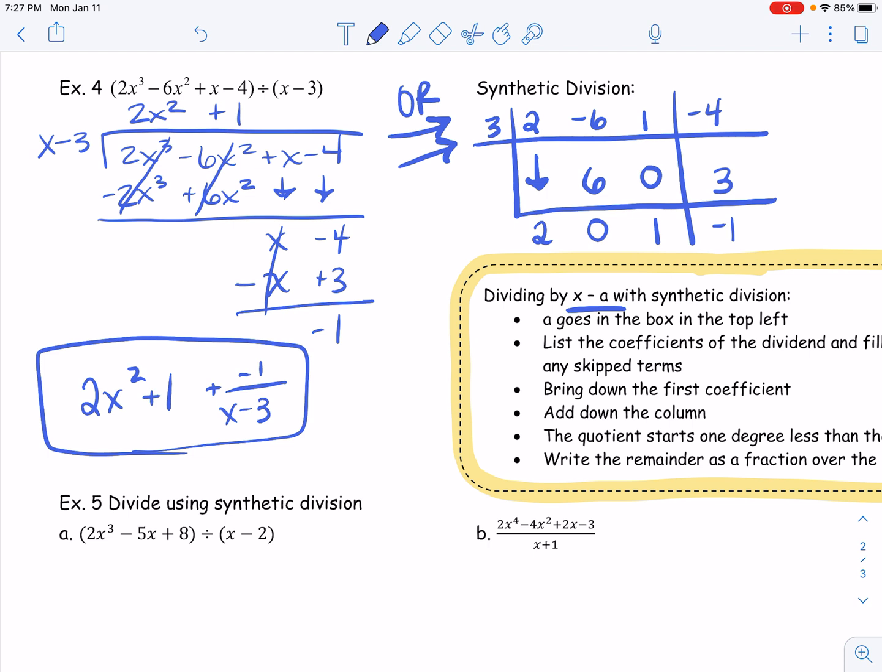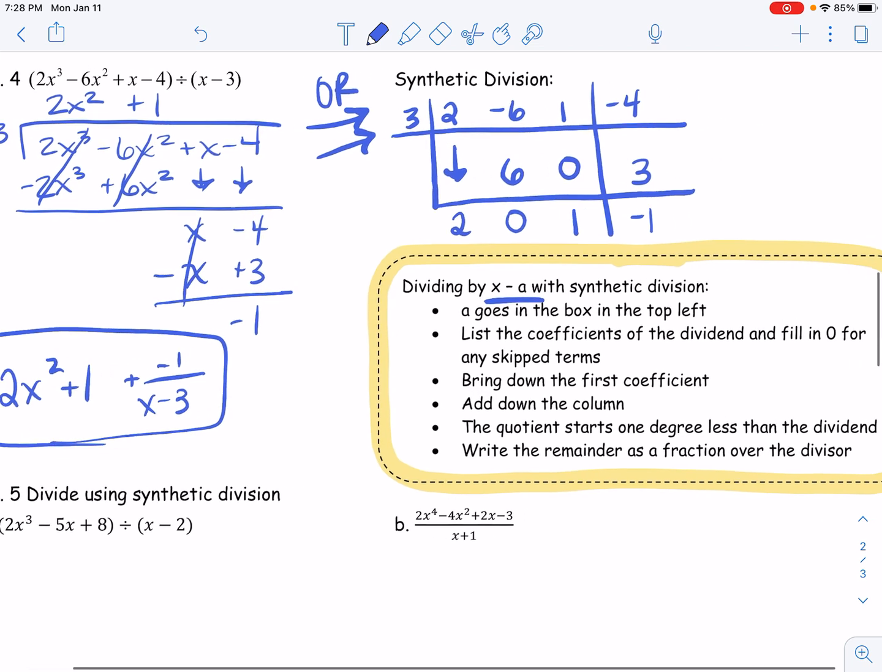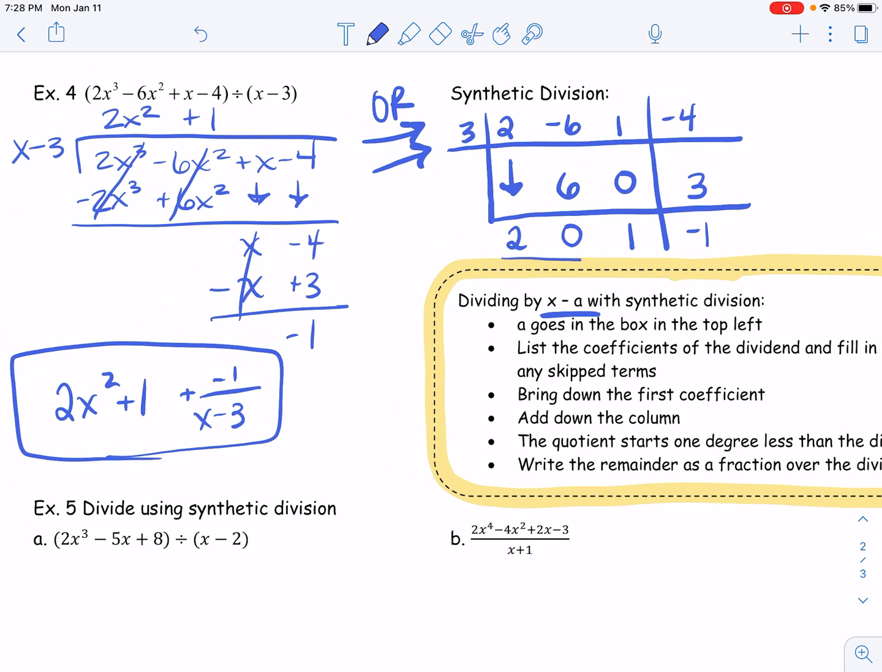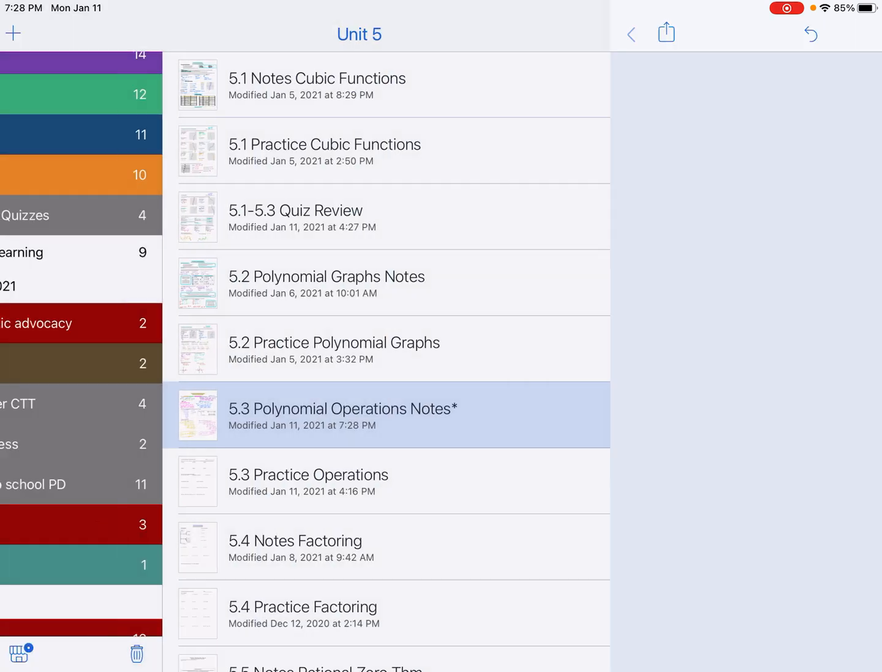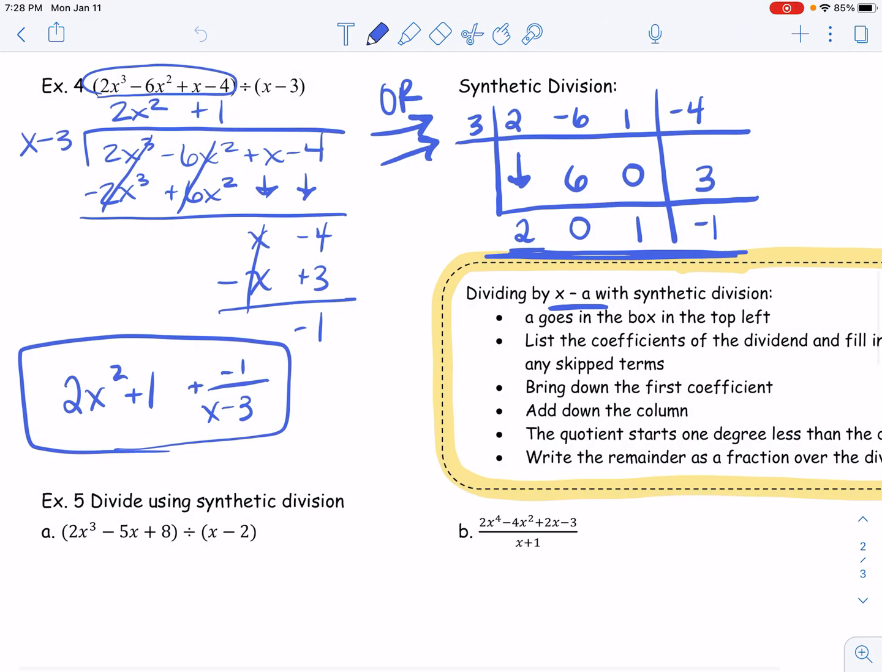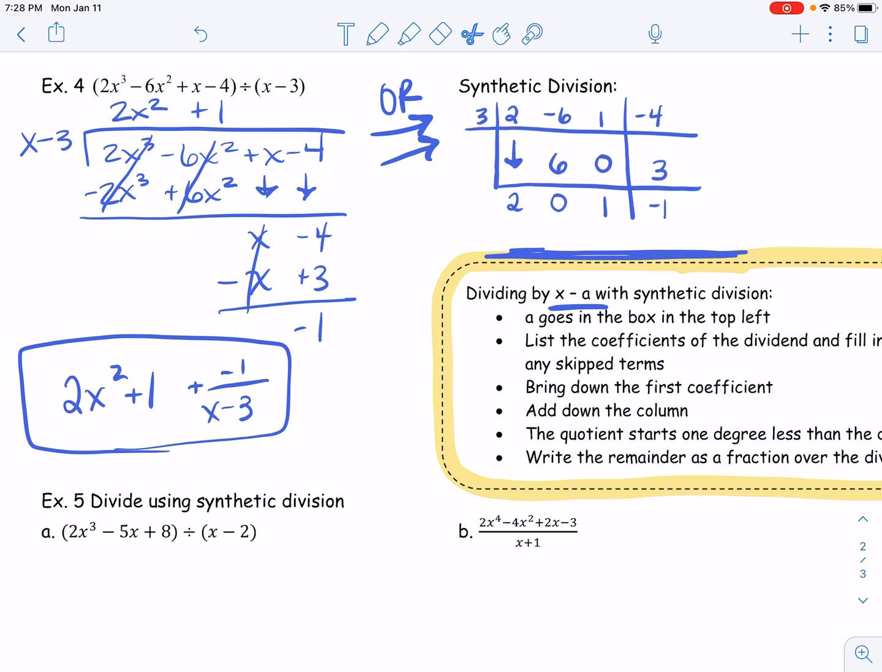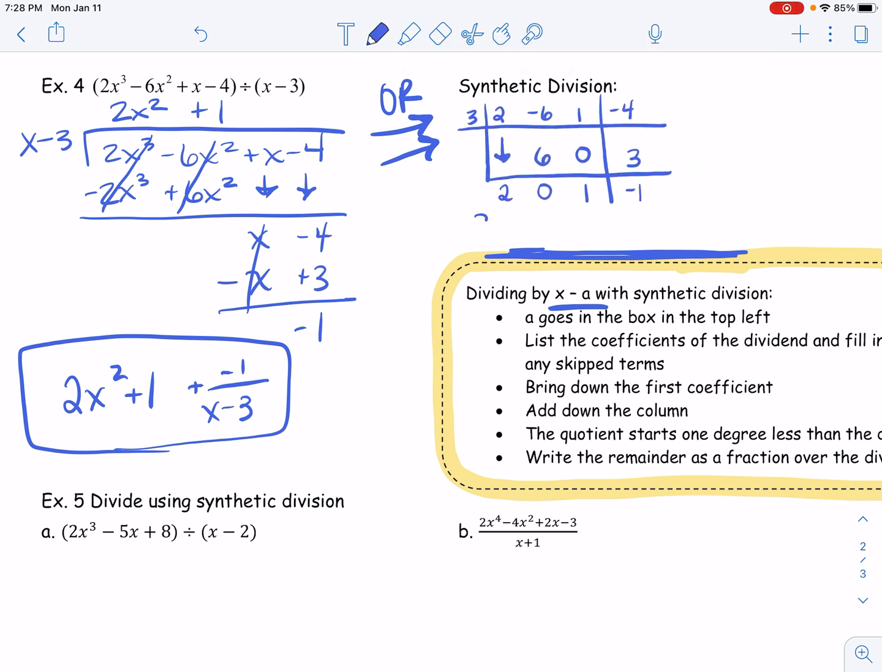So remember it said your quotient starts with 1 degree less than the dividend. So this down here is your answer, okay? We're starting with 1 degree less. So if our dividend was x to the third, well, if I divide by x, then obviously my quotient is going to be x squared. So this tells me I'm getting 2x squared. Technically, this is plus 0x plus 1 with a remainder of negative 1 over x minus 3.